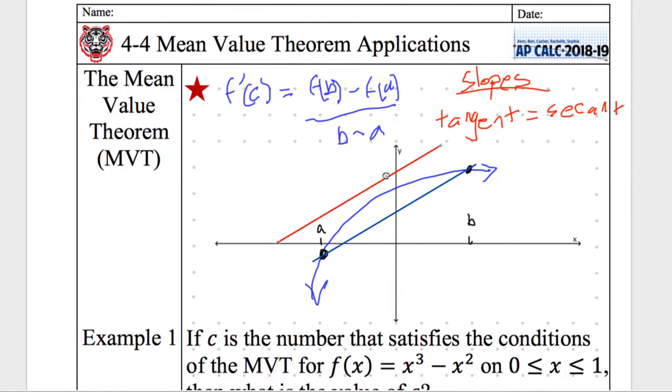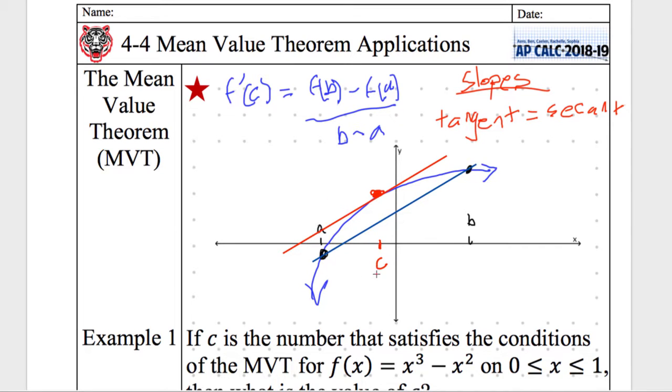Don't let go. I can move this point around until it touches the curve once, and there it is. The point of tangency, that x value that I was looking for, which was actually c in this case. Where was that point? Sorry, Riley, you're okay, you're okay. That point was right here. That c value that I was trying to find happened to be right here. We can find that value of c.